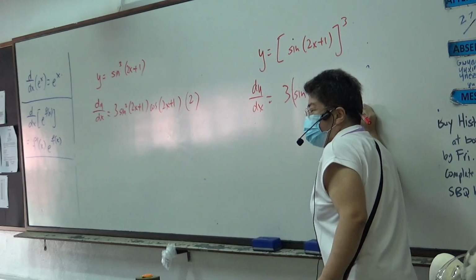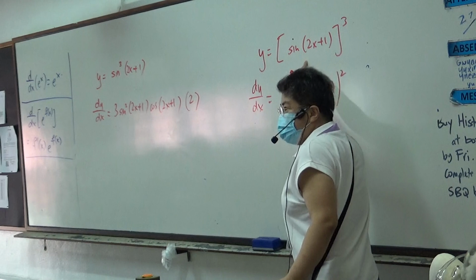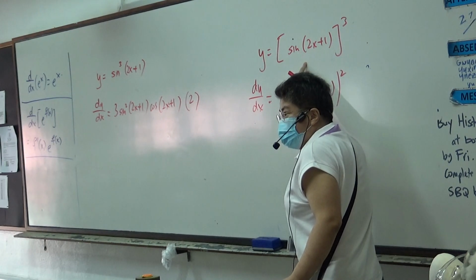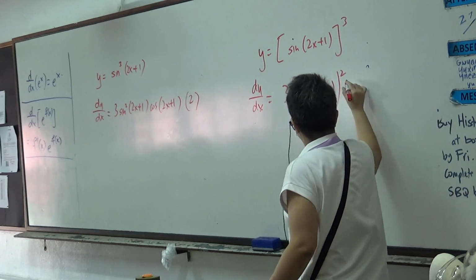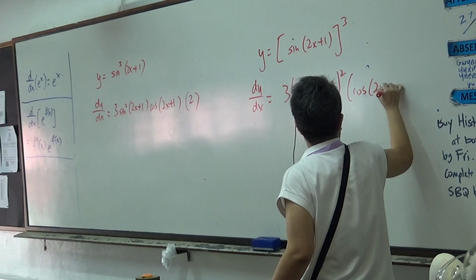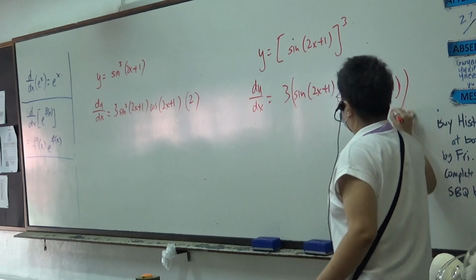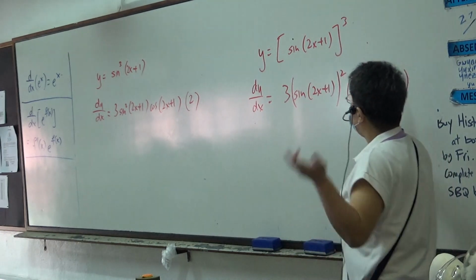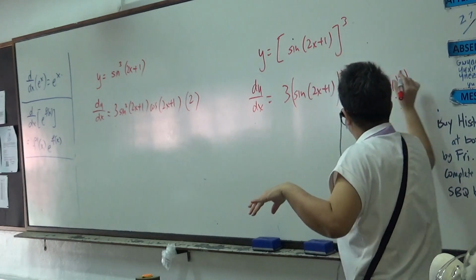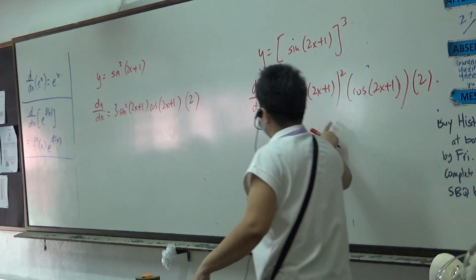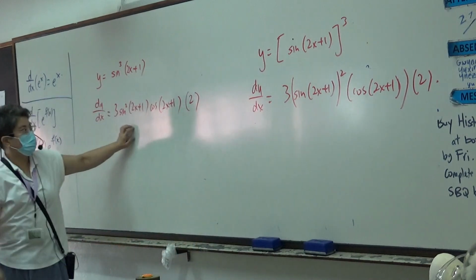Square first, right? Then I differentiate the inside, right? Correct. When I differentiate the inside, it becomes cosine of 2x plus 1. Correct? Then I must differentiate the inside again. So it's what? 2. Now, can you see this one comes to this?